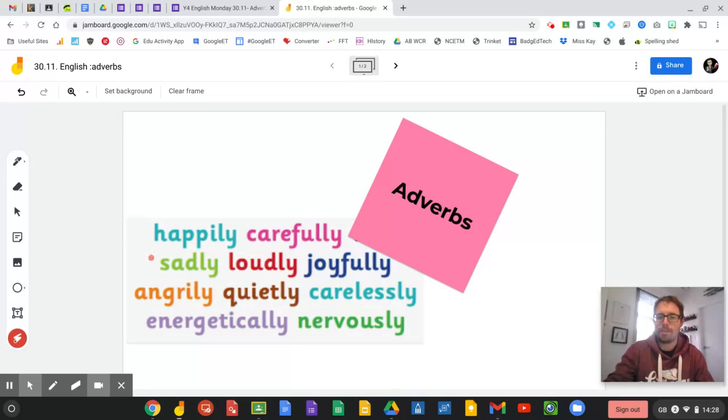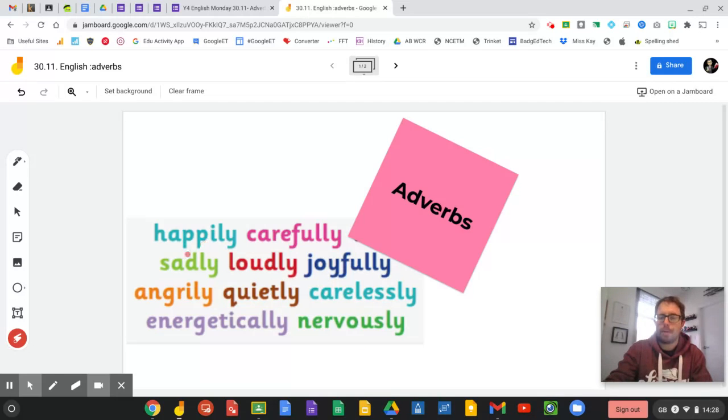Now there's a couple of example adverbs on there. We've got happily, carefully, sadly, loudly, joyfully, angrily, quietly, carelessly, energetically, nervously, and if we were in class, we'd be asking, what do you notice? What have they all got in common? I mean, the obvious thing that always pops up is that these ones that I'm happening to use as examples all happen to have ly endings, but that's not always true for adverbs. So just something to be careful of, that one. A lot of the ones we'll use today, that will be the case, but there are quite a few exceptions, and we'll see some more of those tomorrow.